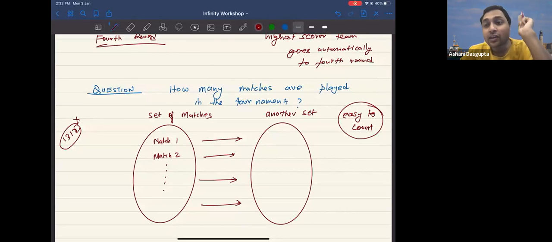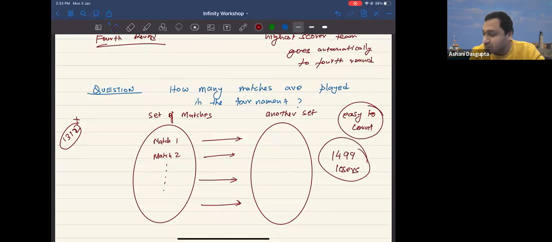You see, in the tournament, there is one winner, someone who is the galactic champion, right? Now, if there is one winner, there are clearly 1499 losers, because there are 1500 teams playing in the tournament. One team won the entire intergalactic tournament. So clearly 1499 teams have lost matches. Now notice this, that every match has a unique loser.